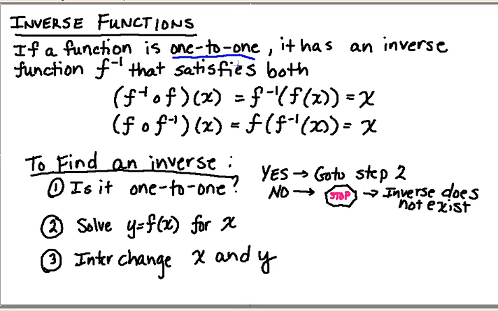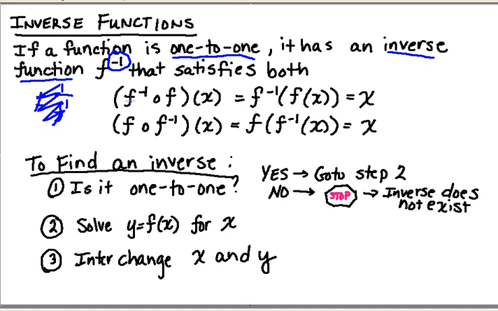Alright, so once we've determined something is one-to-one, it has an inverse function, and we call that inverse function f negative 1. This is not f raised to the negative power. This is not equal to 1 over f. That is not the same thing. All we're using here is the notation f negative 1 to denote an inverse function. This is not an exponent.